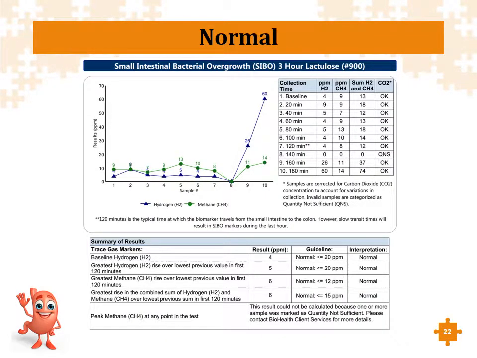This is an image of a normal SIBO profile. As we can see here, we have normal levels of hydrogen and methane gas, despite the fact that we're getting a rise in hydrogen and methane towards the end of the cycle. That's a normal phenomenon as the lactulose solution is moving into the large intestine.